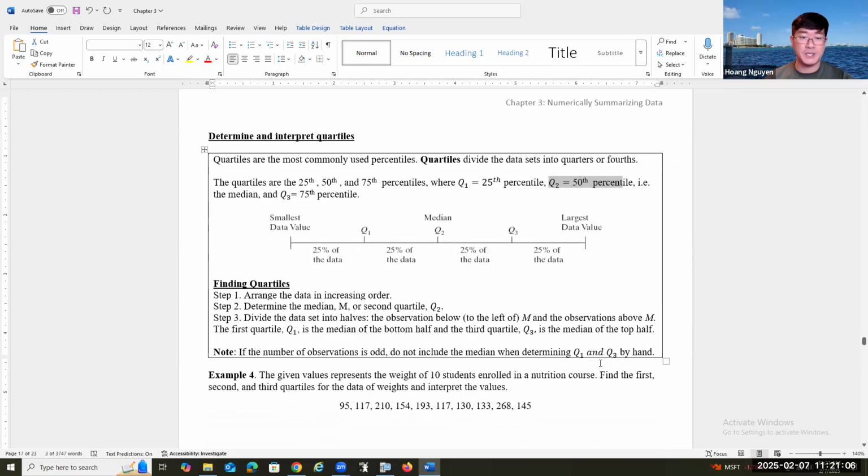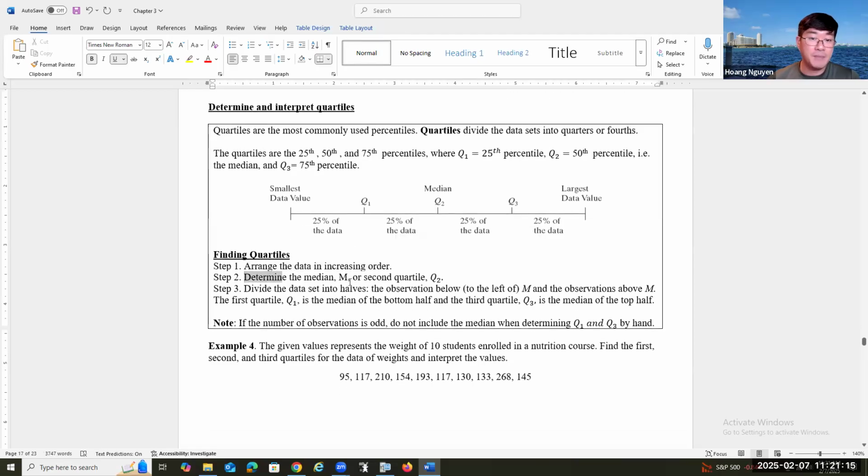So let's take a look at the procedure then. Step number 1, finding the quartile: you need to arrange the data in increasing order. Step number 2, determine the overall median M, or the second quartile Q2. Now, step number 3, divide the data set into half. After we got the median, we're going to get the lower 50% and the top 50%, right? So that's what I mean by half.